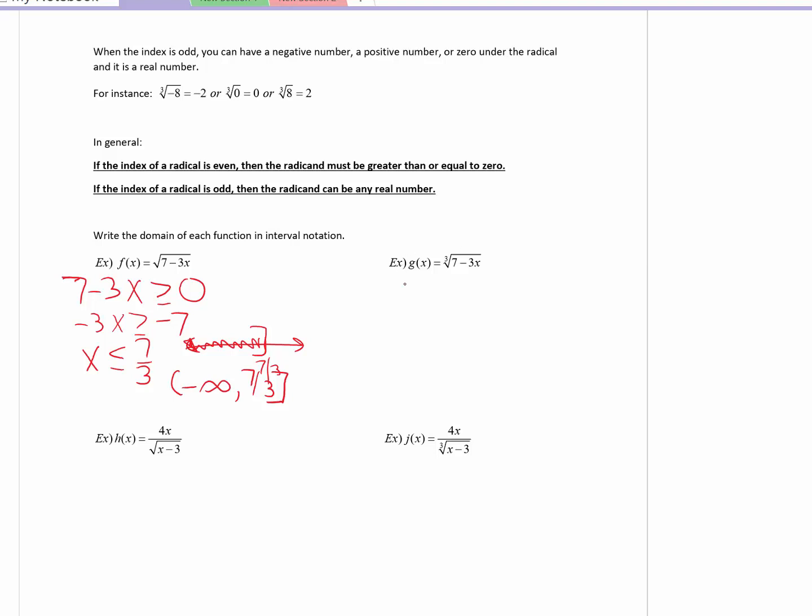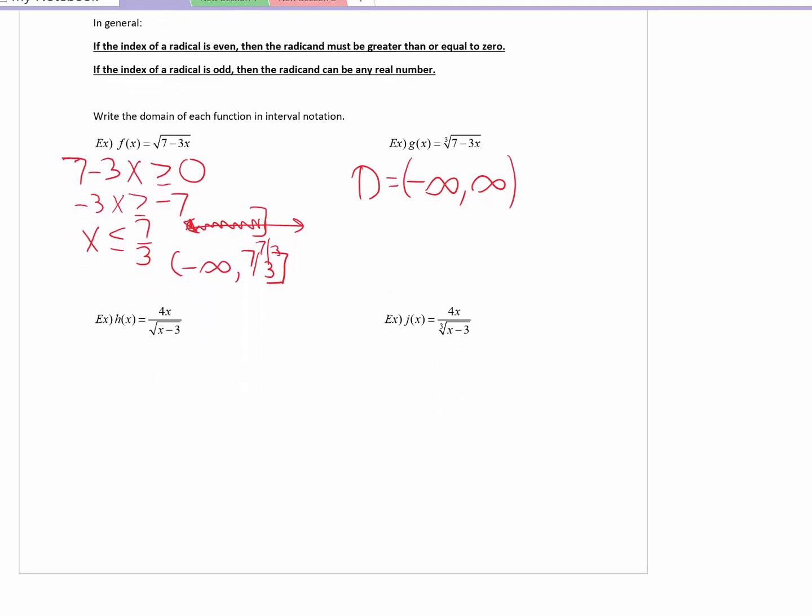Okay, let's take a look at this example here. This time around, the index is odd. Well, because the index is odd, the radicand can be any real number. Well, how do I write that? I'm going to write the domain is equal to negative infinity, comma, positive infinity. Now, that could be the 5th root, could be the 7th root, could be the 9th root. It does not matter. The domain is always going to be negative infinity to infinity if you're asked to write it in interval notation.